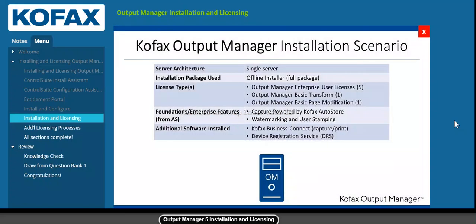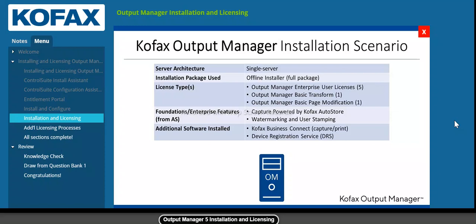We're going to install Kofax Output Manager onto a single server using the offline installer, the full package that contains all the installer executables. We're going to apply 5 Output Manager Enterprise user licenses, as well as one each of the Output Manager Basic Transform and Basic Page Modification licenses. And the Enterprise license brings with it Capture powered by Kofax AutoStore, so that will be installed. In fact, most of the features included with the Enterprise license actually are part of the Foundations license.